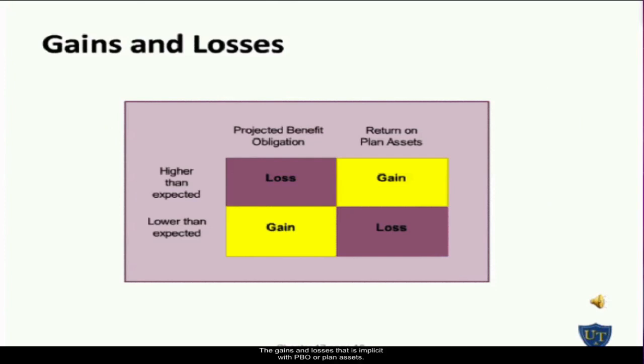This graphic captures the gains and losses implicit in changes in the PBO or the plan assets. Good news is when the PBO is lower than expected or when the return on the plan assets is more than was expected. Those result in gain situations. Alternatively, bad news is when the liability is more than what was expected or the return on the assets is less than what was expected. Those result in losses.